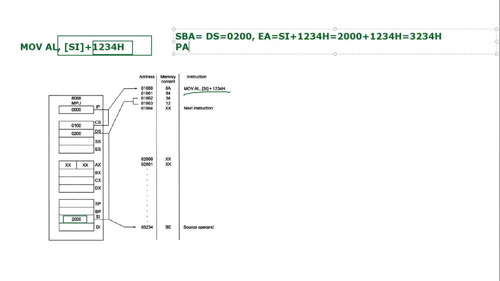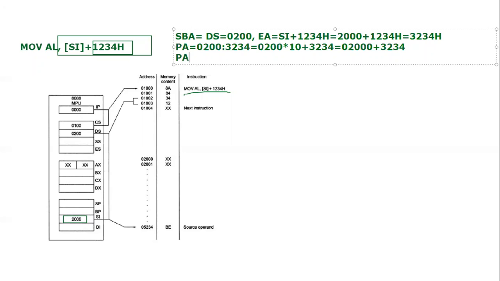If we calculate the complete physical address, it is 0200 colon, then the effective address 3234 hex. The complete value will be 0200 multiplied by 10 plus 3234, which becomes 02000 plus 3234. If we evaluate this value completely, that would become 4 plus 0 is 4, 3 plus 0 is 3, 2 plus 0 is 2, and 3 plus 2 is 5, and 0. So this is the physical address which is pointed to by this specific memory location.